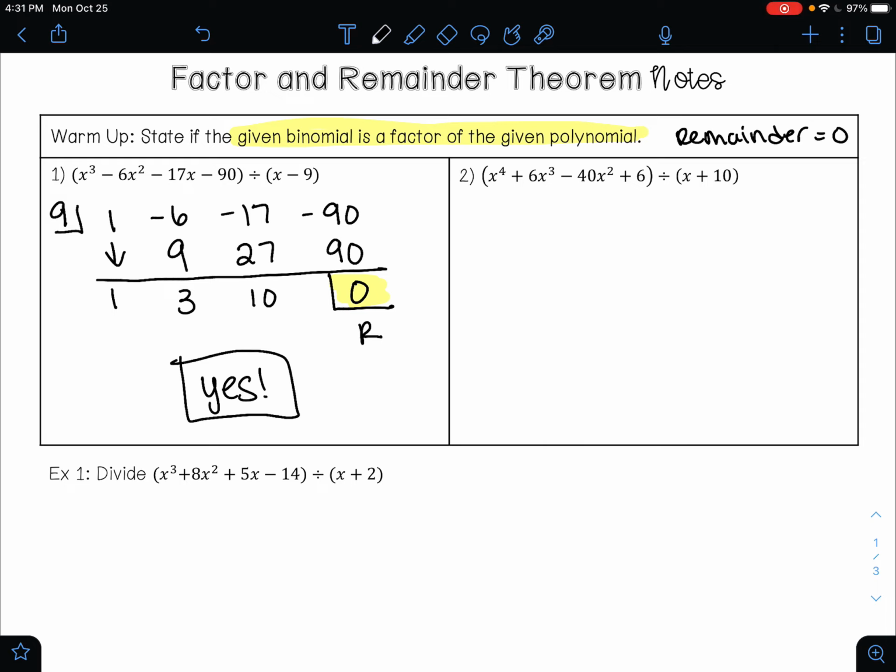Let's try example 2. When I look at this, I'm checking to see if everything's in standard form. The exponents go 4, 3, 2, 0. I'm missing an x term, so I need to add in a 0 as a placeholder for that x. So my coefficients are 1, 6, -40, 0 as the placeholder, and 6. If I were to solve this for x, I would get -10. You always want to bring down your first term, and whatever you get last is your remainder.